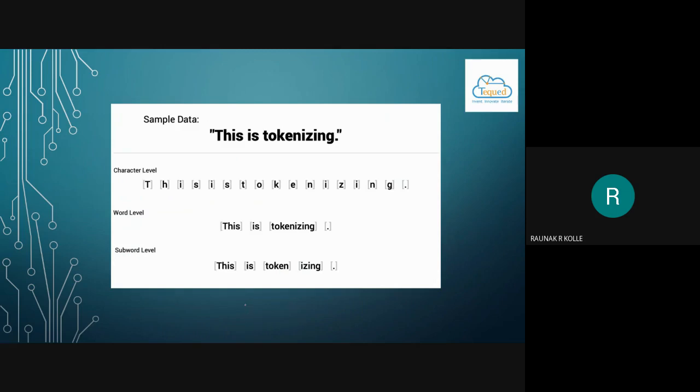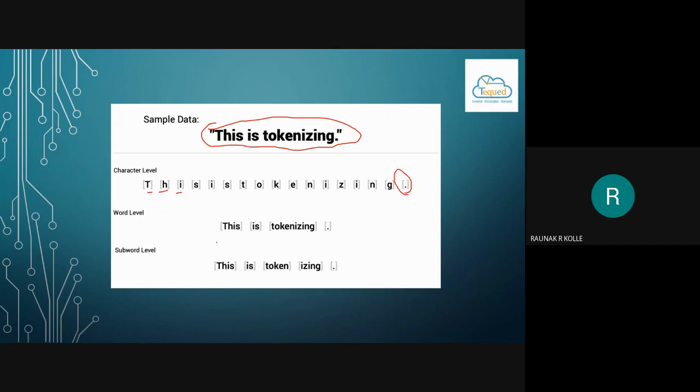Now this is the summary of today's chapter. The sample taken here is the sentence "This is tokenization." This is tokenizing in fact. The character level tokenization breaks each character. Here you can see THIS and every character spelled out here. Notice how the last terminating character, the full stop, is also characterized here.